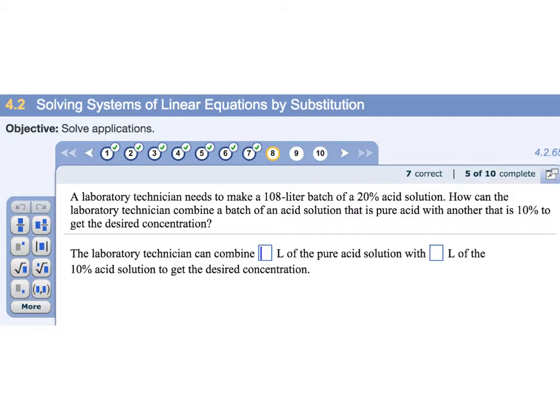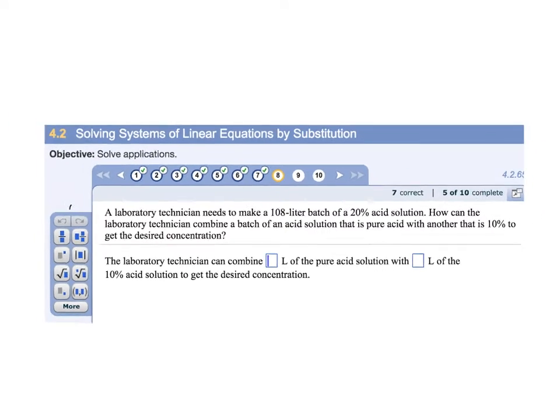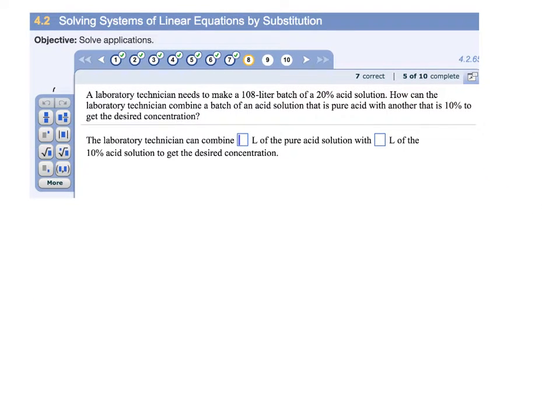All right, so on this one, we've got a laboratory technician who needs to make a 108-liter batch of a 28% acid solution. And right now, the laboratory technician needs to combine a couple of different batches. So basically, we've got some pure acid, and she's got some 10% acid, and she needs to mix those together to create a 20% solution.